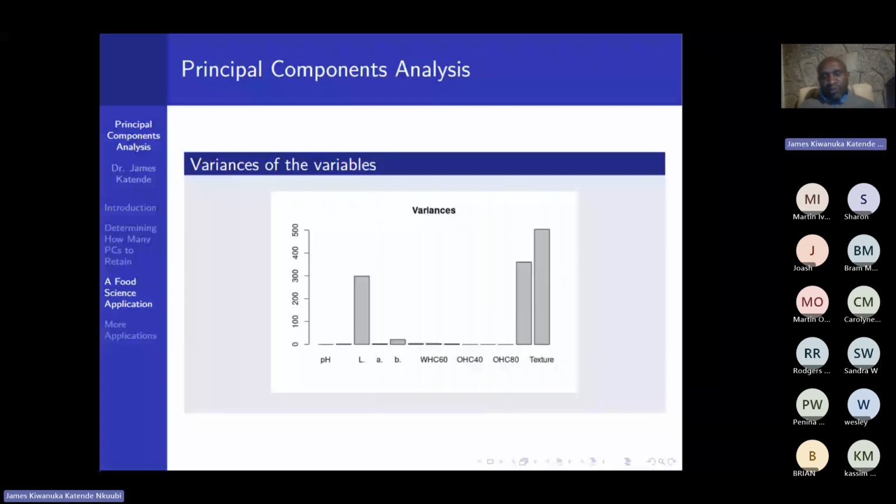So if you compare the variances of the original data sets, you can see some are extremely way bigger than the others. So this might exaggerate the importance of some of the variables. To be able to make them comparable, we standardize the scaling that we talked about earlier. We standardize, we make the mean 0 and variance 1.